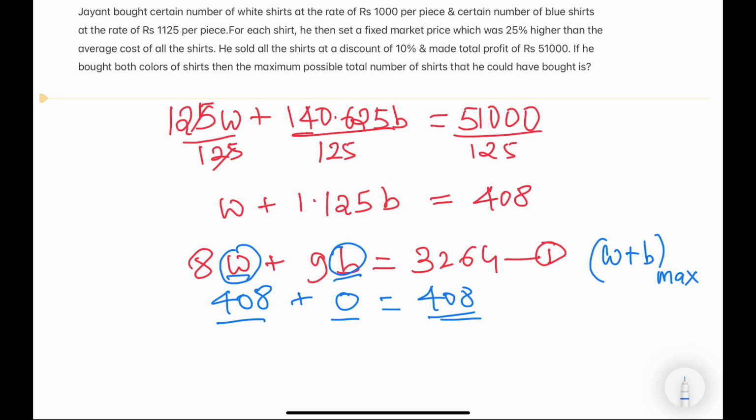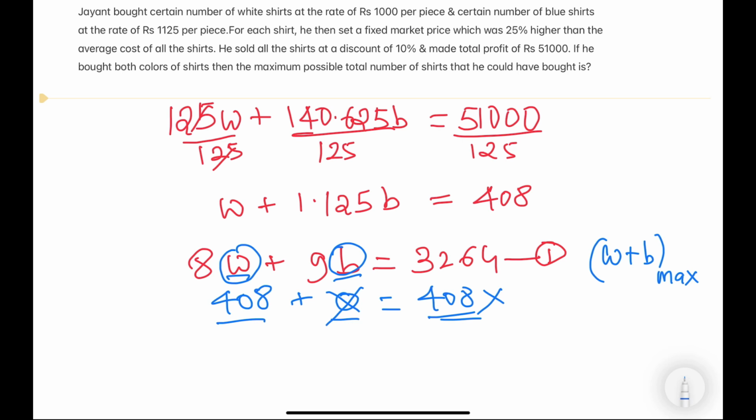Now this was a type-in-the-answer question in CAT, guys, and many people excitedly mark the answer or type the answer as 408 without reading the question properly. The question tells us in the last line that he bought both colors of t-shirts, that means B here cannot be equal to 0, and the maximum value obviously cannot be 408. None of these values could be 0. At least one should be there for W and B.